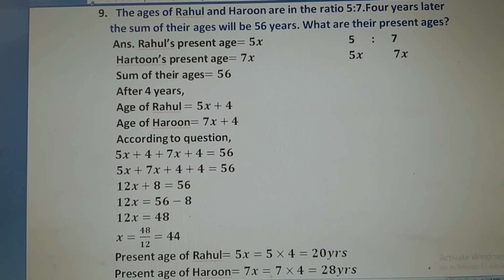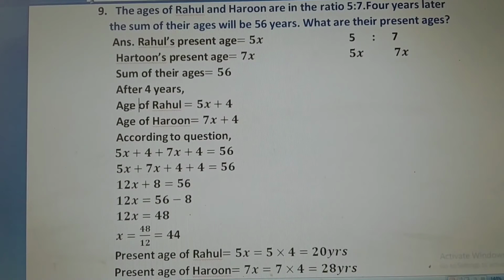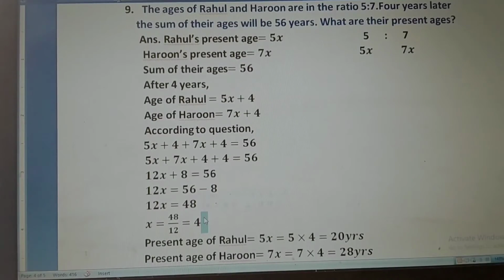Here, the ratio of ages given is 5:7. If the ratio is given, we have to take x with it. In the question, Rahul's present age is given first. That is, Rahul's present age is equal to 5x. Harun's present age is equal to 7x.